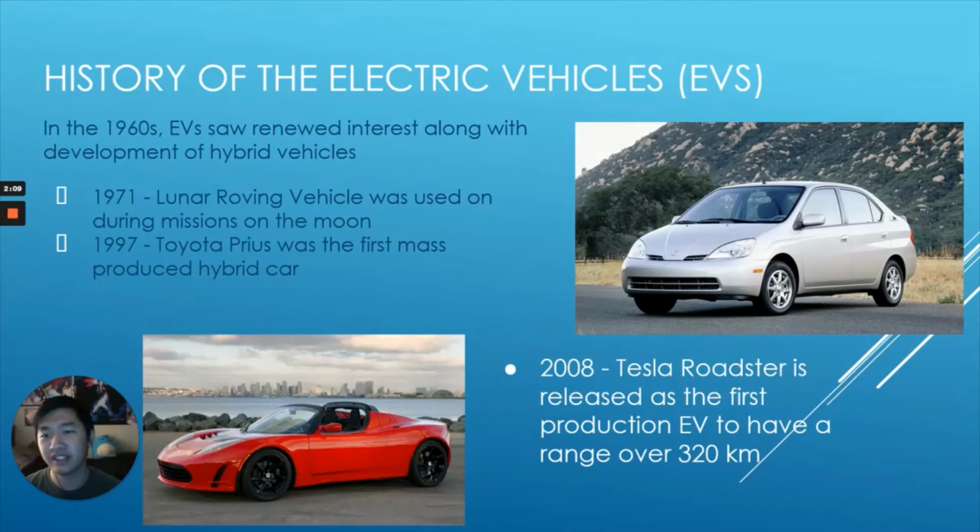But in the 1960s, when there was a gas crisis or oil crisis, electric vehicles saw some renewed interest along with the development of hybrid vehicles. Things like the lunar roving vehicle, an electric vehicle used on the missions to the moon. In 1997, the Toyota Prius was released, the first mass-produced hybrid car. And in 2008, the Tesla Roadster was the first production electric vehicle to have a range of over 320 kilometers.